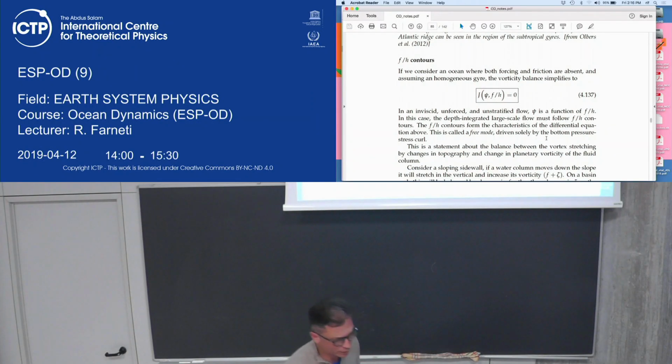Okay, so if you look at that term, consider an ocean where both forcing and friction are absent, so unforced and frictionless, and assuming a homogeneous gyre, then the vorticity balance simplifies to that Jacobian. What that Jacobian means is that the stream function psi is a function of f over h. So in the depth-integrated scale, all the streamlines will have to be parallel to f over h in order for that Jacobian to be 0.